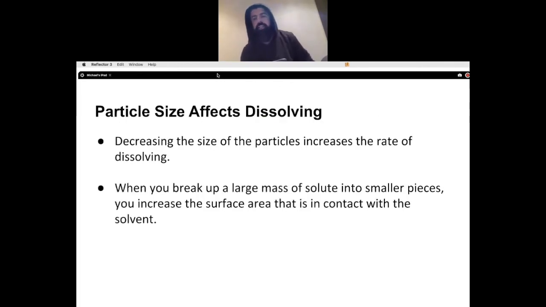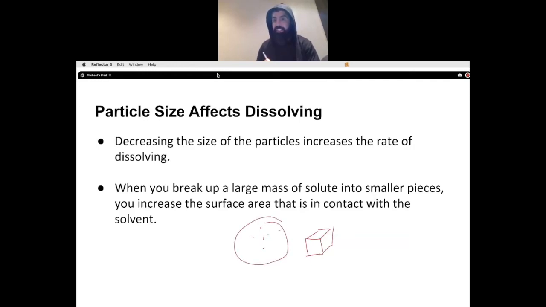And particle size affects dissolving. Decreasing the size of the particles increases the rate of dissolving. Think about sugar, which typically comes in little granules. I remember as a kid, and I don't know if they still have them, sugar cubes. People would pop a couple of sugar cubes into their cup of coffee or their tea, and then stir it. Understand that the rate of dissolving will be faster if the particles are a lot smaller.